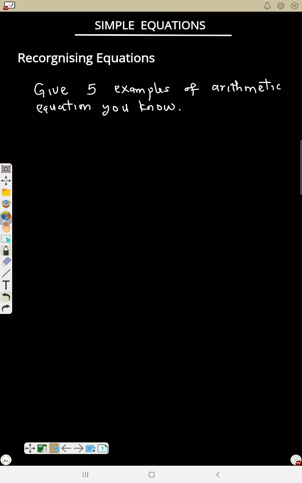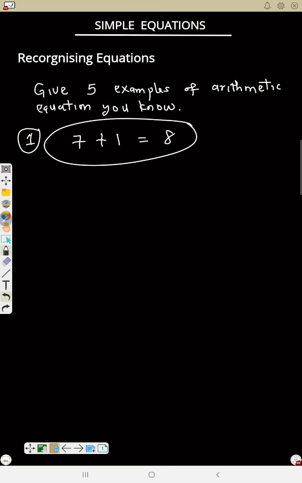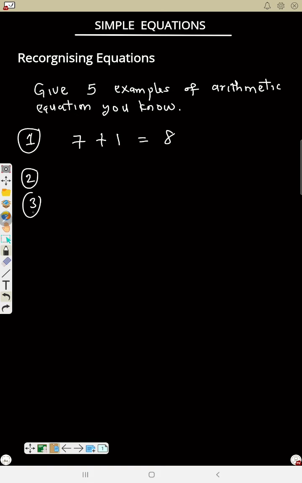So I'll give you one. So you now give me the remaining 4. I can think of any number, so I'm thinking 7 plus 1 is equals to 8. Now this is example of arithmetic equation. Then give me the rest. So number 2, number 3, number 4, number 5. So give me the rest. Any arithmetic equation you know.